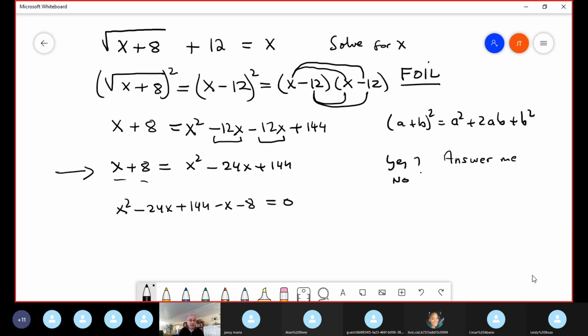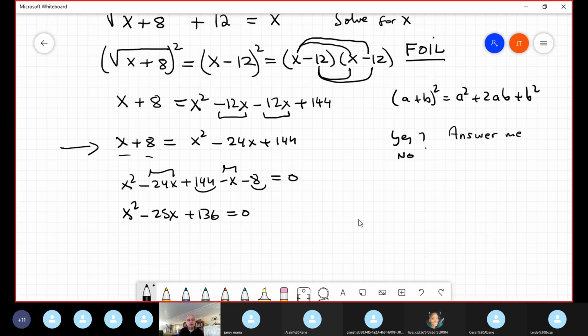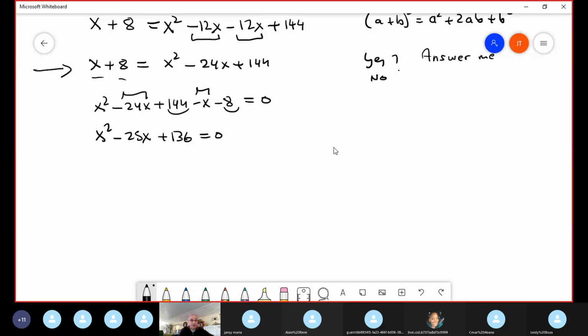Okay, so we combine like terms. So it's x squared, minus 24x and minus x is minus 25x. And 144 and negative 8 is 136. Equal to 0. And this is my nice quadratic equation. Yeah, I'm solving, of course, using the quadratic formula. No completing the square. This is crazy. A is 1, B is negative 25, and C is 136. Let's do it. The formula is this.